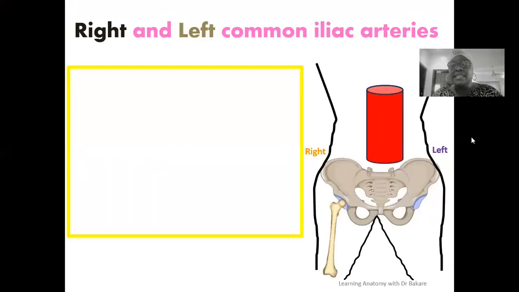Let's use this slide to illustrate the differences between the right and the left common iliac arteries. There are differences between the right and the left common iliac arteries, especially in terms of their length and also how they are positioned around the common iliac veins. We know we have a corresponding named vein, which is the common iliac vein that is seen to run along with the common iliac artery.